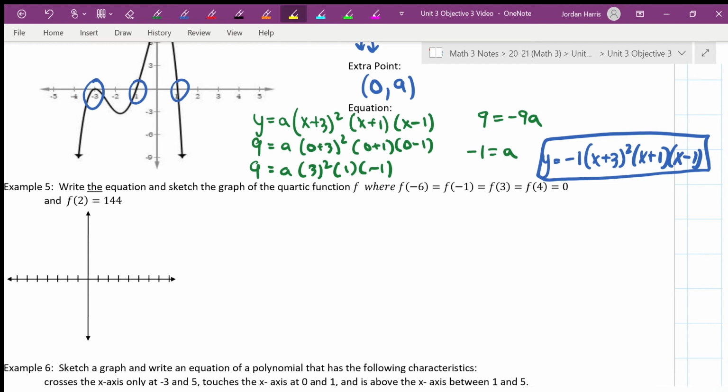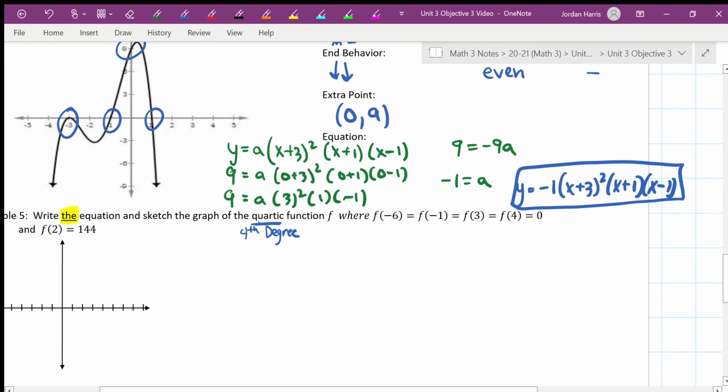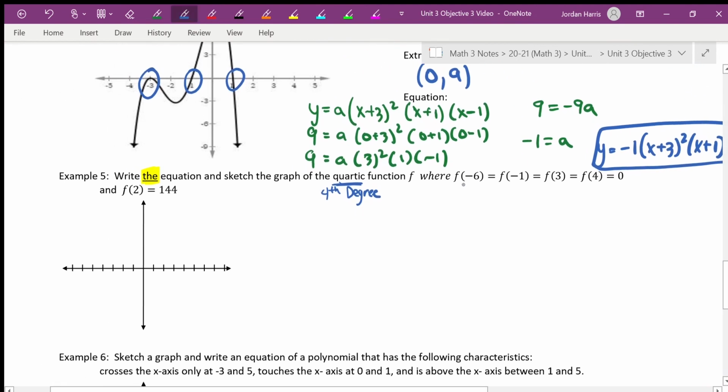Example 5, it's a little different. It says write the equation and sketch the graph of the quartic. So I know it's going to be 4 things, degree 4, because that's quartic. Of f, where f of negative 6, negative 1, 3, and 4. So that's actually giving us our x-intercepts right here. If they equal 0, that's going to be an x-intercept.